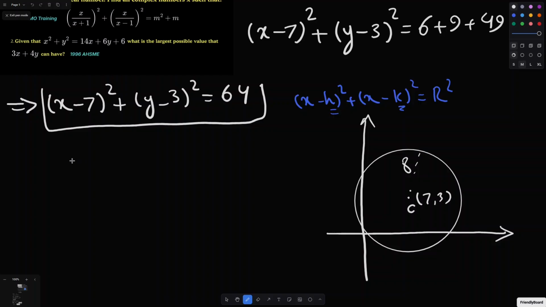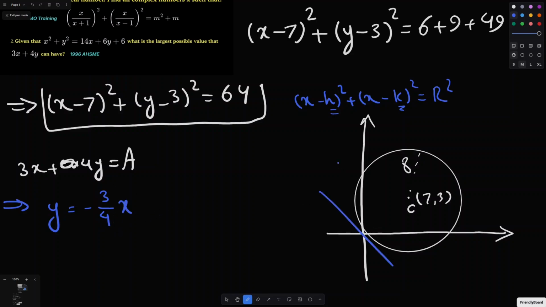We have this, and the problem is asking what is the maximum of this equation for y. So these are a series of parallel lines, and if you solve this for y, you can clearly see that it's going to look like this. You have a group of parallel lines, and you want to find the maximum. As you can see, the slope is minus 3 over 4, and the maximum happens somewhere here, for example.